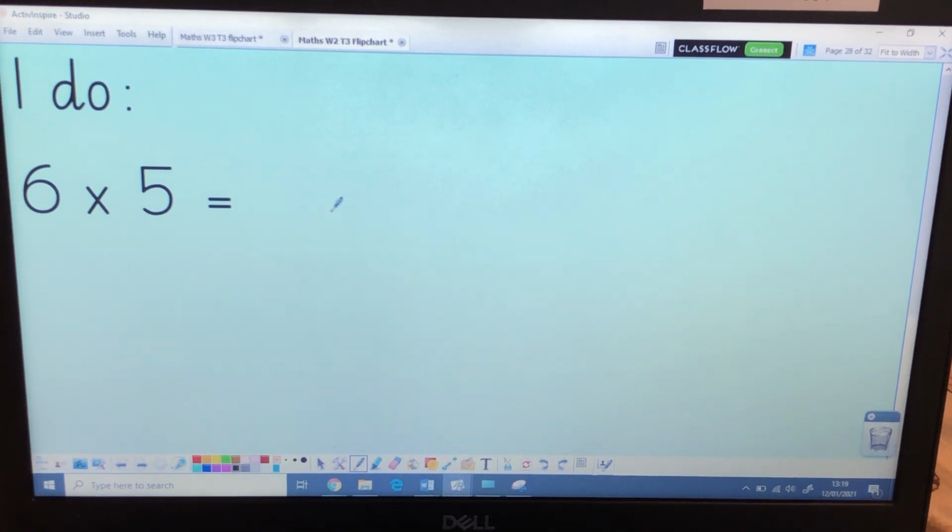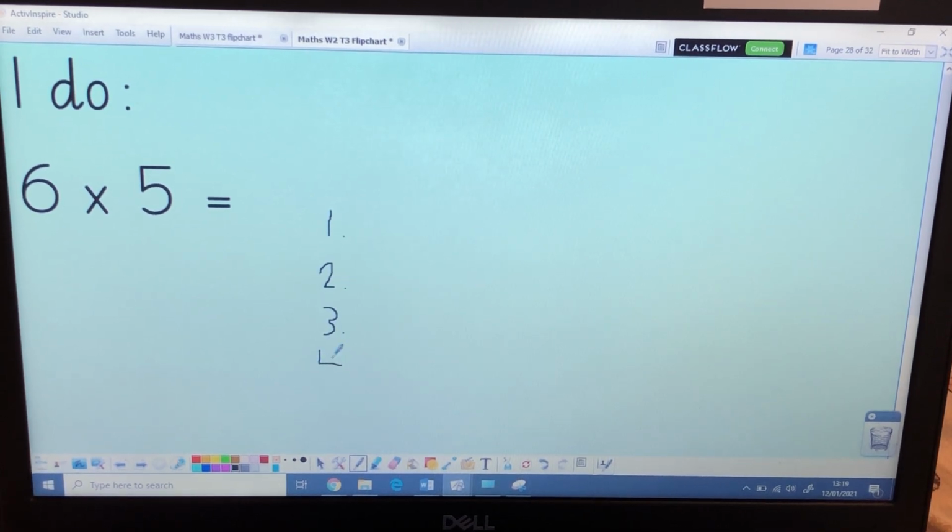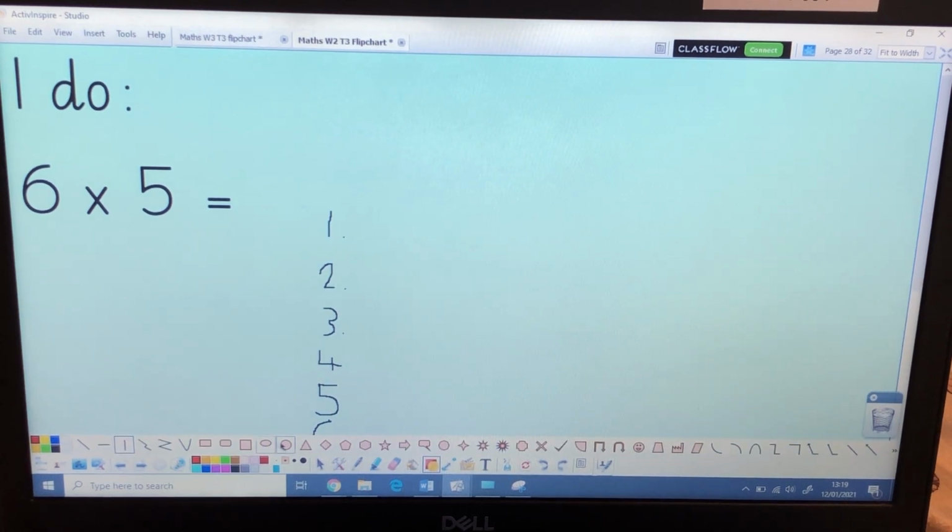Are you ready? 1, 2, 3, 4, 5 and 6. Now I'm going to use the shapes this time, I think, to make my array. Let's do some circles. So I need 5 in each of my groups. I've got 6 groups and I need 5.